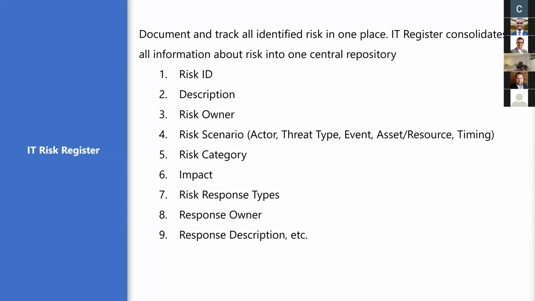Risk response types. How are we responding to it? Are we transferring this risk? Are we accepting it? Are we mitigating it? Are we even completely moving away, like, now we don't want to deal with this?